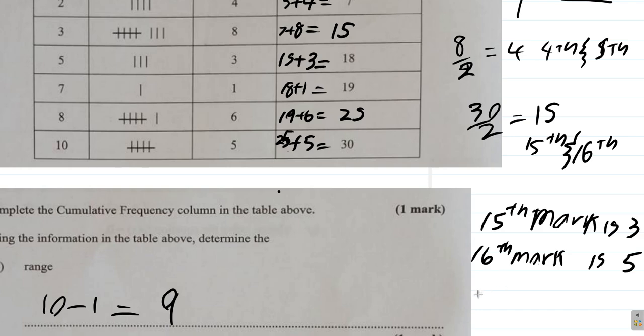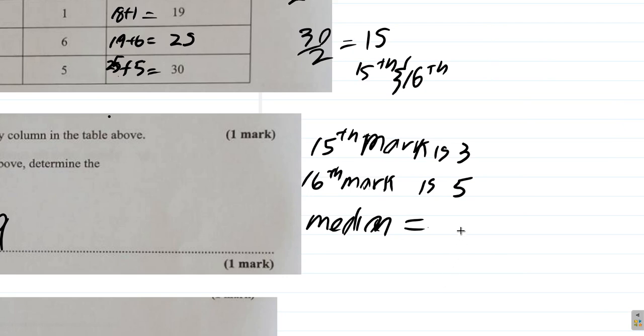So the median is equal to 3 plus 5 over 2. So in this case, 3 and 5 is 8, 8 over 2 is 4. So the median mark is 4.